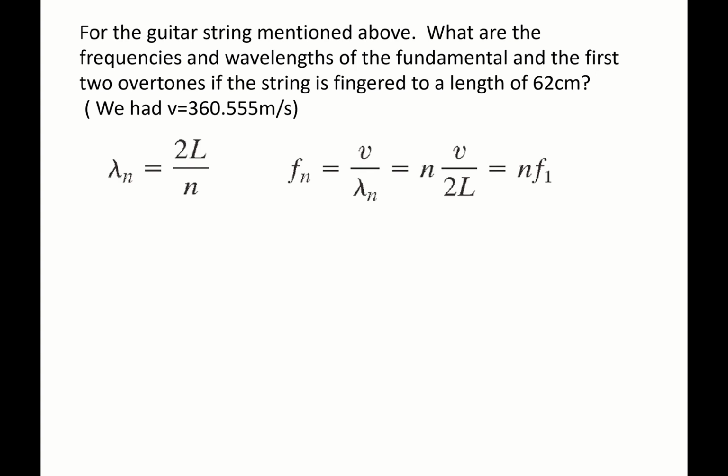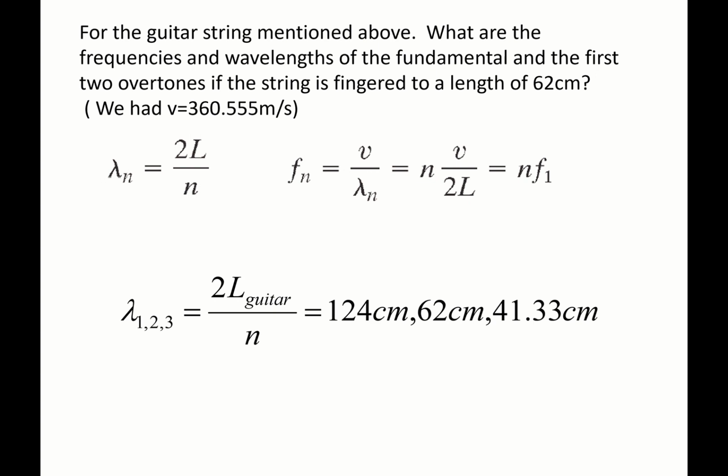So V is equal to 360.555 meters per second. And there's my equation. So all I have to do is basically just plug and chug into the equations. I'm going to put in for n equals 1, 2, and 3 that the wavelength is 2 times the length of the guitar string, which is 62 centimeters or 0.62 meters, divided by n. So I'll get 1.24 meters, 0.62 meters, or 0.4133 meters, or if I put it in the same units as the problem, 124 centimeters, 62 centimeters, and 41.33 centimeters.